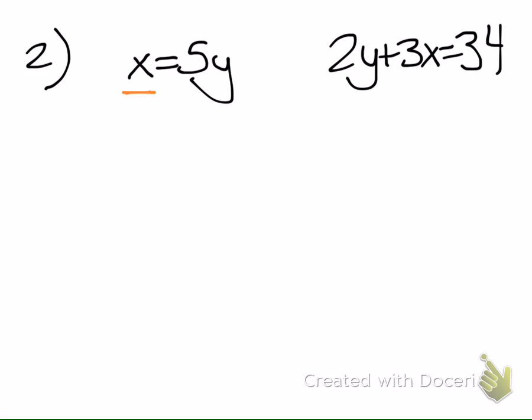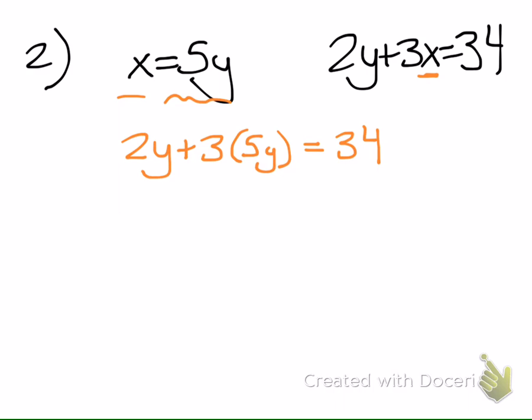So before you start any substitution problem, you always want to look at which variable is already solved for, if there is one. Which variable is already by itself. And in this case, it's x, right? X is equal to 5y. So since I know what x is equal to, I can replace it in the other equation with 5y, with what it's equal to. And every time you substitute, it's got to go in parentheses. So that equation is going to look like 2y plus 3, and I'm going to replace x with what it's equal to, which is 5y, equals 34. And then you just start simplifying here. You have multiplication here, and you have addition here, so you need to do the multiplication first. 3 times 5y is 15y.